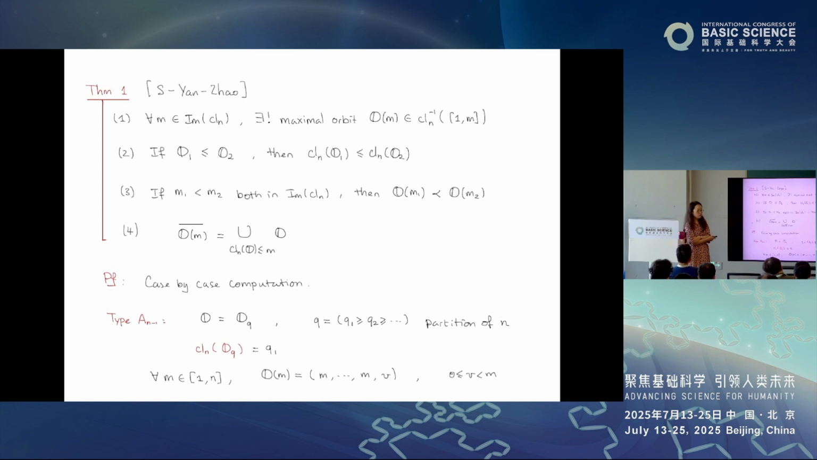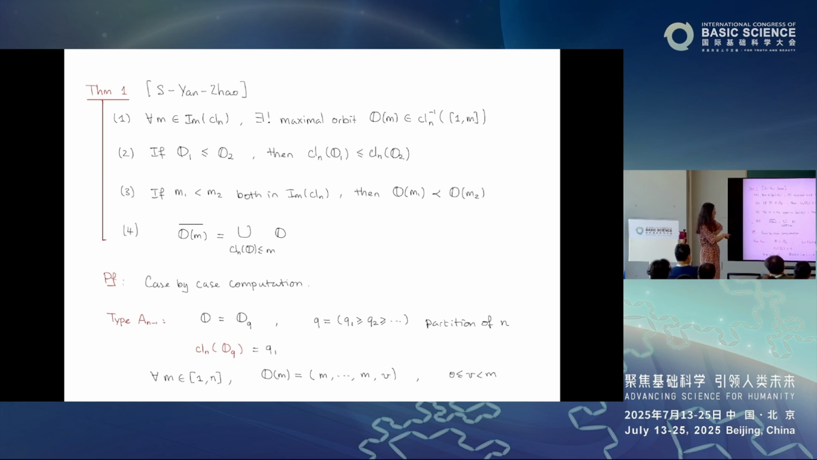In type A, your nilpotent orbit is indexed by the Jordan type of your nilpotent elements, and so it's given by a partition of n. Here I denote it Q, Q1 bigger than Q2, etc. And then the value of this orbit under the cyclotomic map is just Q1, the largest number in the partition. So you can get all the numbers from 1 to n, because you can get any partition whose first row is some number between 1 and n.